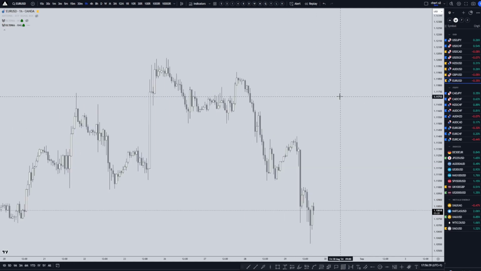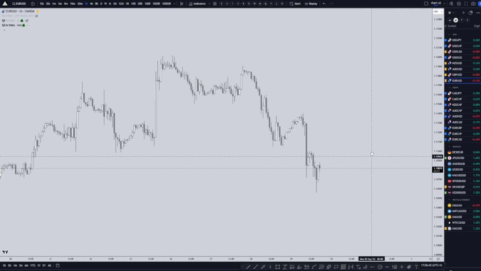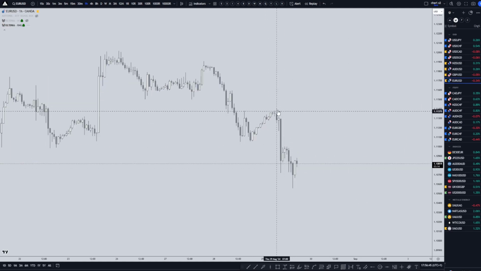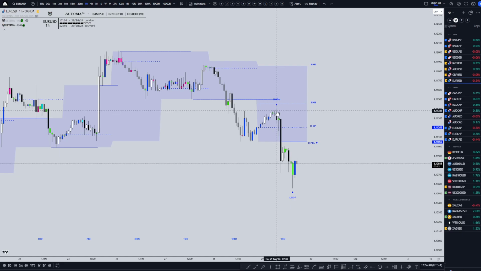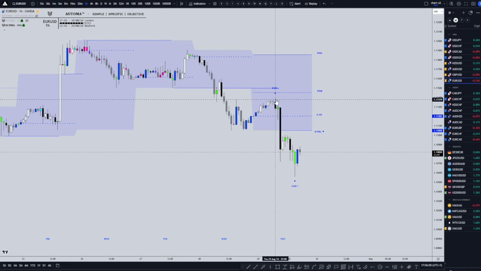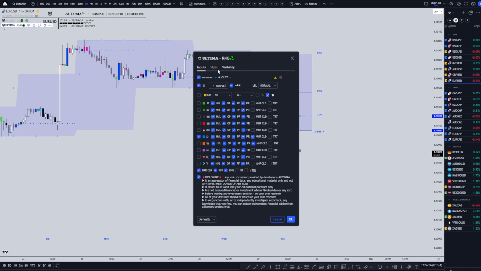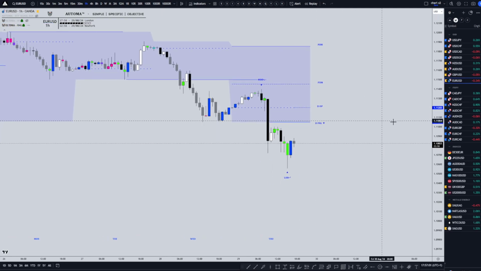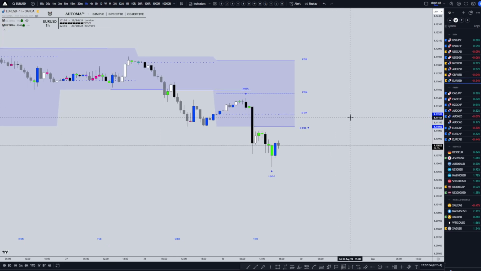And like today I had a beautiful high of the day. My entry was right there, daily golden template. If you go quickly in the settings and we add golden templates and daily, this is exactly where I shorted. I shorted it all the way down, took profit, and then left the runner.